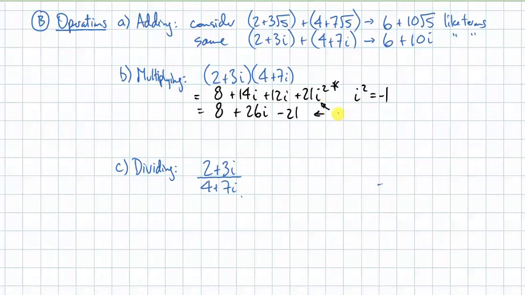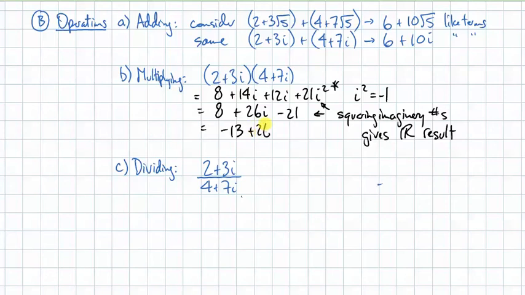Okay, so I'm going to make a note about that. Squaring imaginary numbers gives a real result. This is an important property of imaginary numbers. I can combine the 8 and the 21 to make -13 plus 26i.